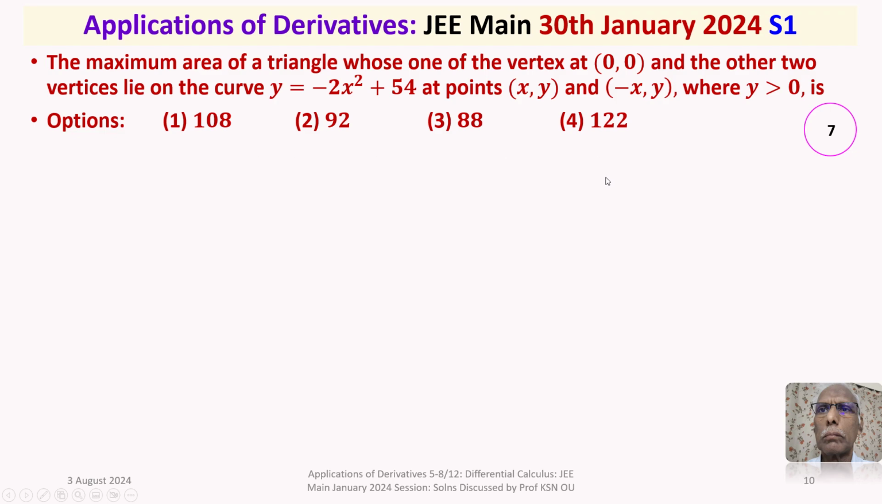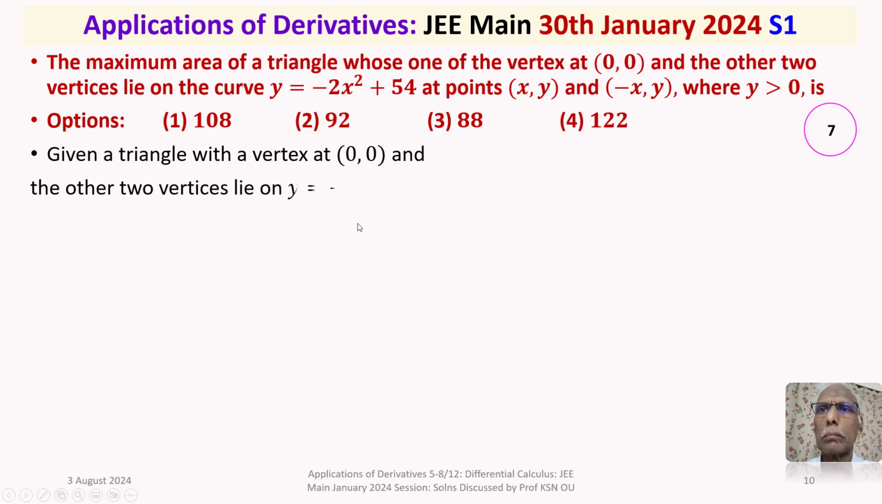So we are given a triangle whose one of the vertices is at (0, 0), and the other two vertices lie on the curve y = -2x² + 54 at points (x, y) and (-x, -y), where y > 0. So y is this, -2x² + 54, that is the inverted parabola.